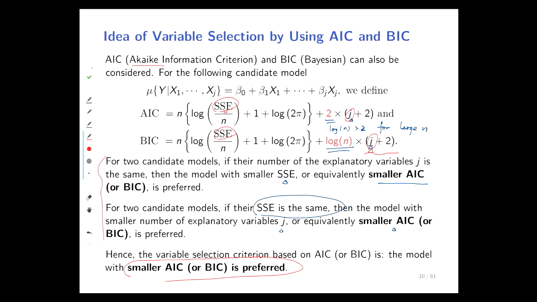Any questions? Okay. Sorry, what does n stand for? Very good question. After two weeks, you may have already forgotten something. So n is the number of observations. That means you have y1 to yn, and also x11 to x1n, until xj1 to xjn. So that means you have n observations of y and x.